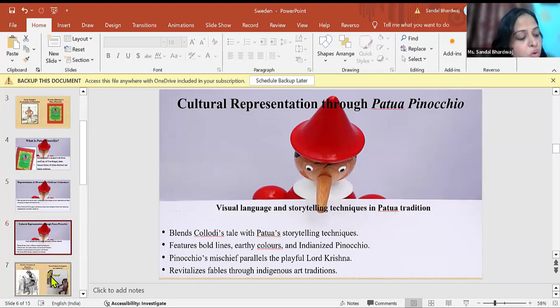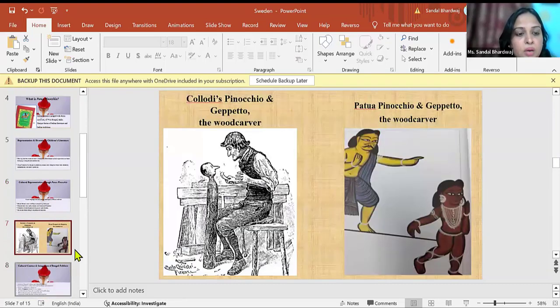Patua Pinocchio combines Carlo Collodi's abridged tale with Swarna Chitrakar's vibrant illustrations, offering a fresh representation of this beloved Western fairy tale through the lens of Patua tradition. This unique adaptation emphasizes the distinct storytelling techniques of the Patua, which contribute to its engaging narrative. Chitrakar's artwork exemplifies the traditional Patua style, characterized by bold lines and earthy colors. You can see here how Pinocchio is represented.